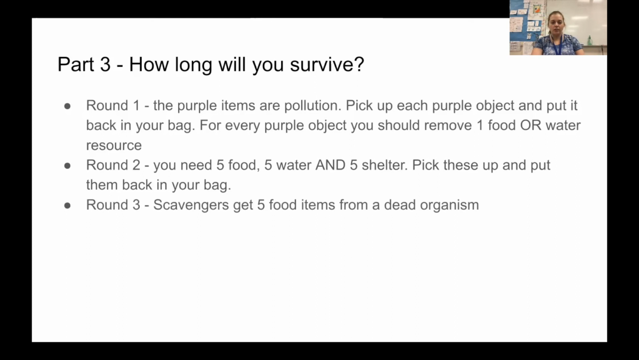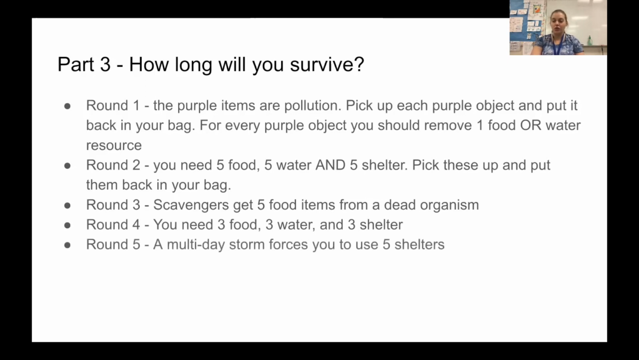Round 4, keep in mind that scavengers are going to be your turkey buzzards and your raccoons only. All right, in round 4, you need 3 food, 3 water, 3 shelter. If you have more than that or just enough, you survive. If you don't have enough, then you died because of lack of resources. Pause if you need to. Going on to round 5, a multi-day storm forces you to use 5 of your shelters. If you don't have enough, then you died in this storm.